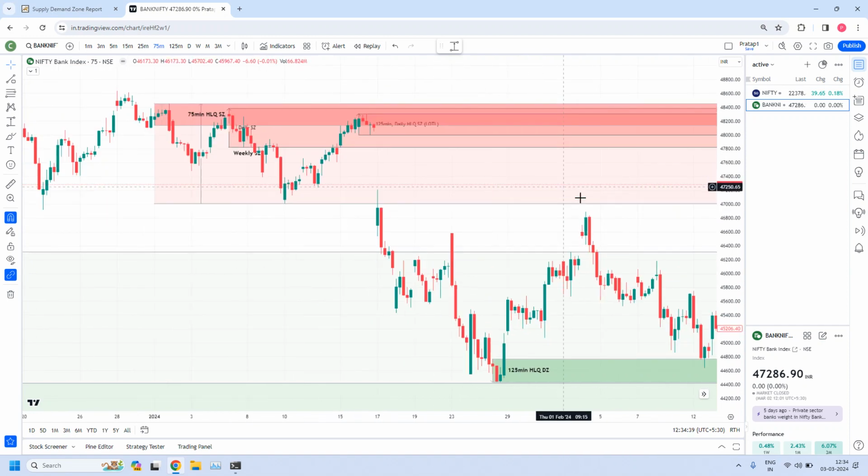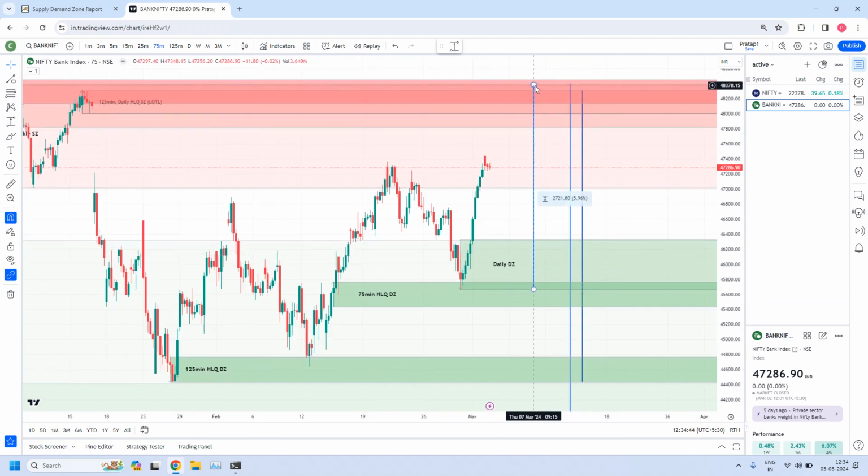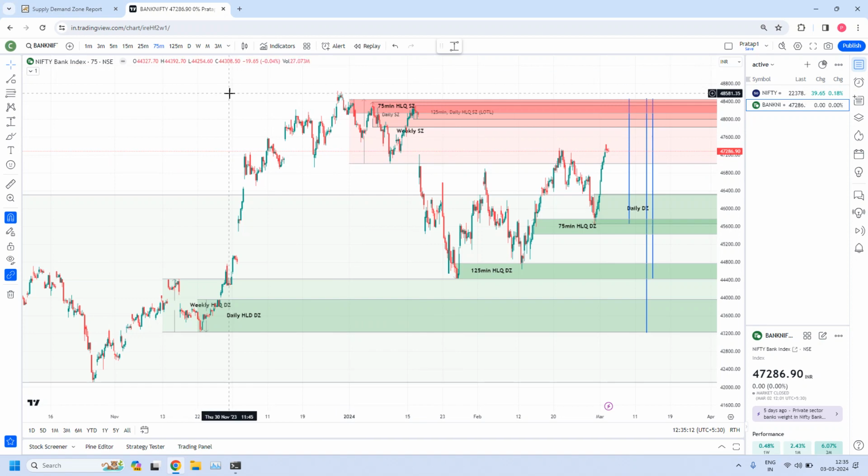So that means you need to change the range a little above here, up to here. That is up to all-time high. This is the range. You have to mark your range up to here. Okay, now 75 minutes is completed.